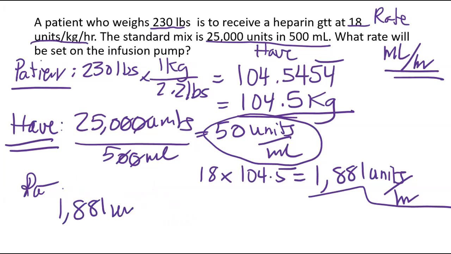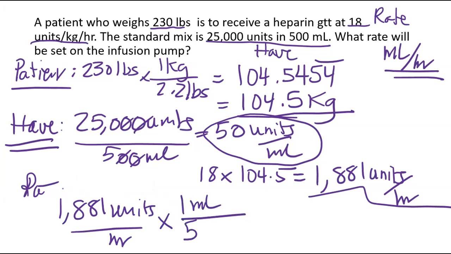And then I'm going to do 1,881 units per hour. And now we've got units per mL, and we want mLs per hour. So we're going to do this. We're going to flip this. Okay, so it's going to be 1 mL for 50 units. So we'll cross out units on both sides. And now we need to do 1,881 divided by 50. We're going to get 37.62.